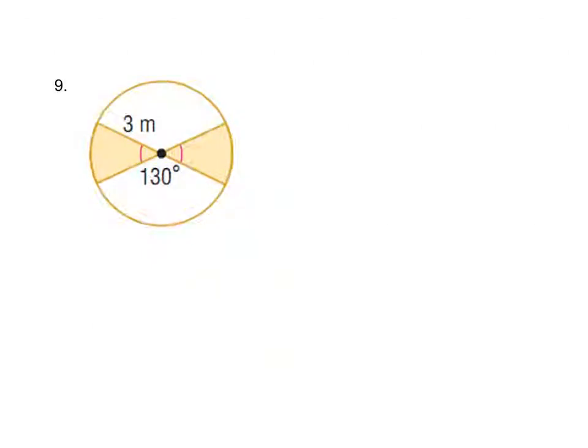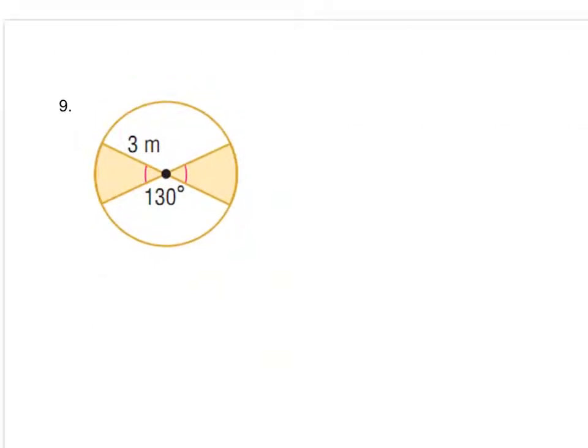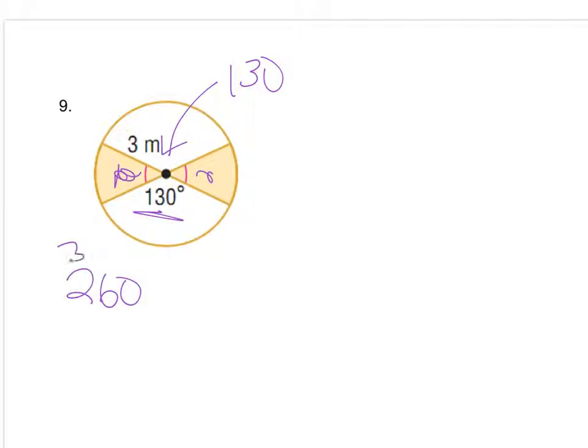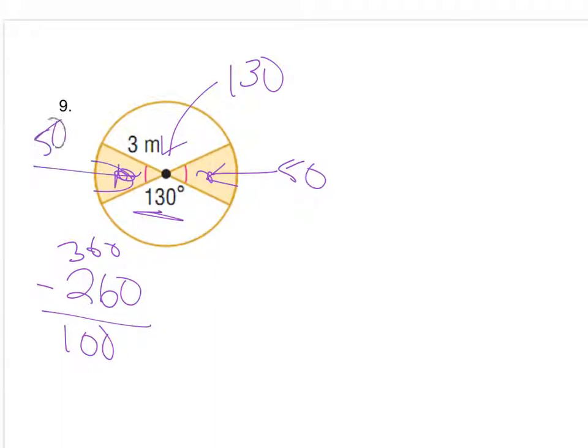So now here, if you look, this is 130. That's 130. That makes this 130. But I want these parts right here. So 130 and 130 is 260. So 360 minus that gives me 100. That means each one of these is 50. That's what each angle measure is.